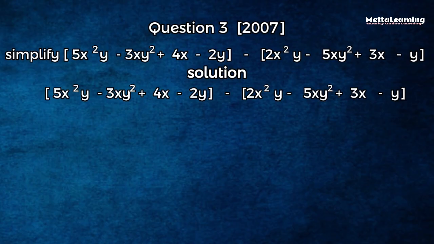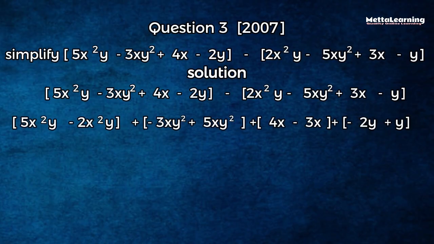So the next thing for us to do is to collect our like terms. So we'll have (5x²y − 2x²y) + (−3xy² + 5xy²) + (4x − 3x) + (−2y + y). We'll have this as our final answer when we finally add these numbers together: 3x²y + 2xy² + x − y as our final answer.